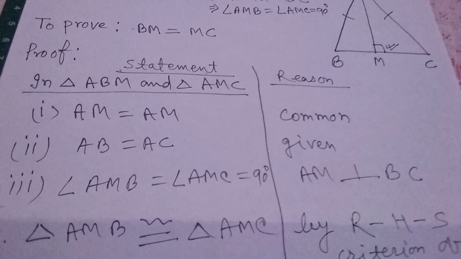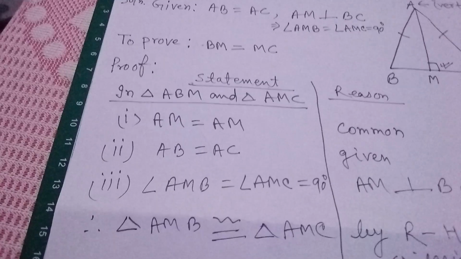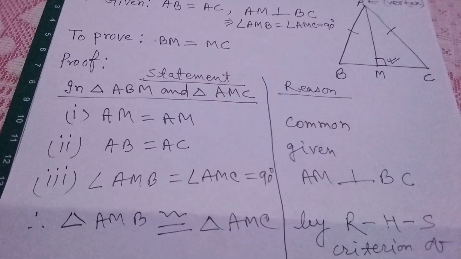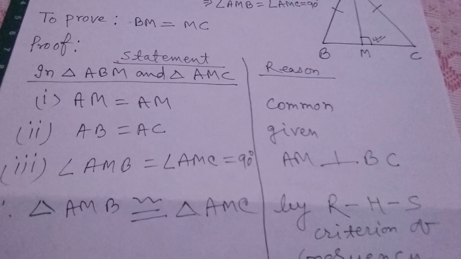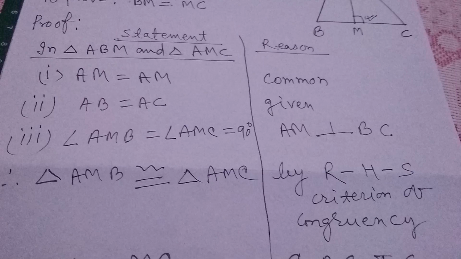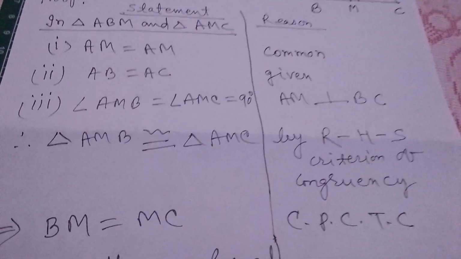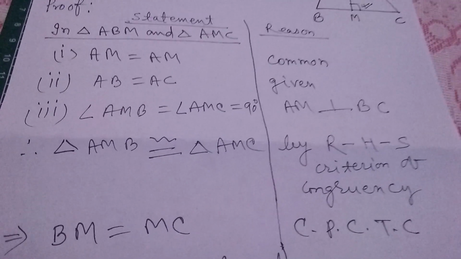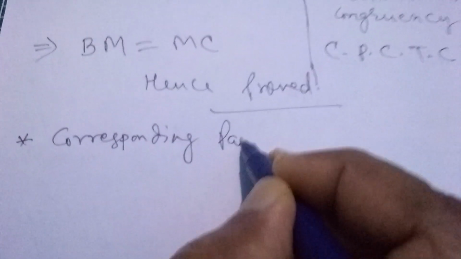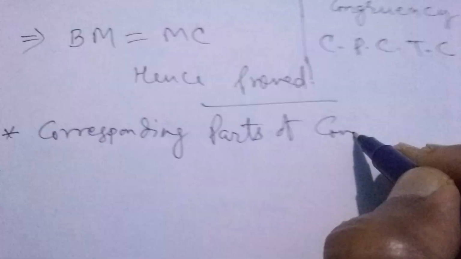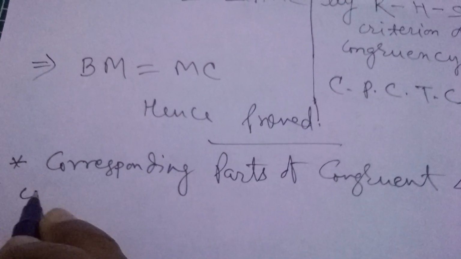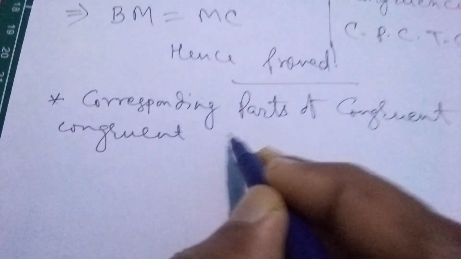Now, when these two triangles are congruent, then what do we get? We get BM equals MC, and that is called CPCTC. Hence proved. Now, one question will arise in your mind: what does CPCTC mean? So here I give the full form: corresponding parts of congruent triangles are congruent. That is called CPCTC.